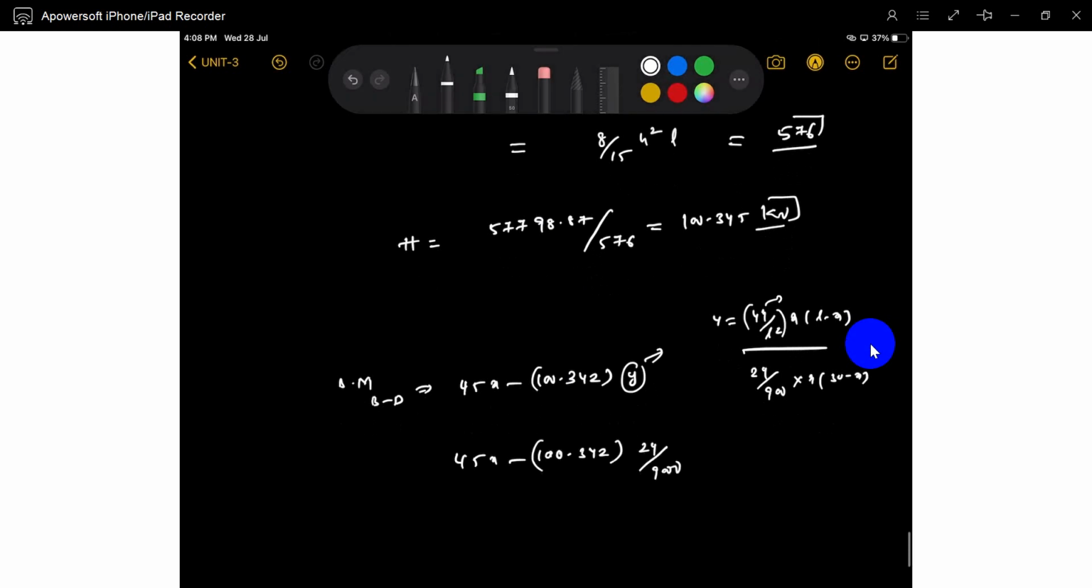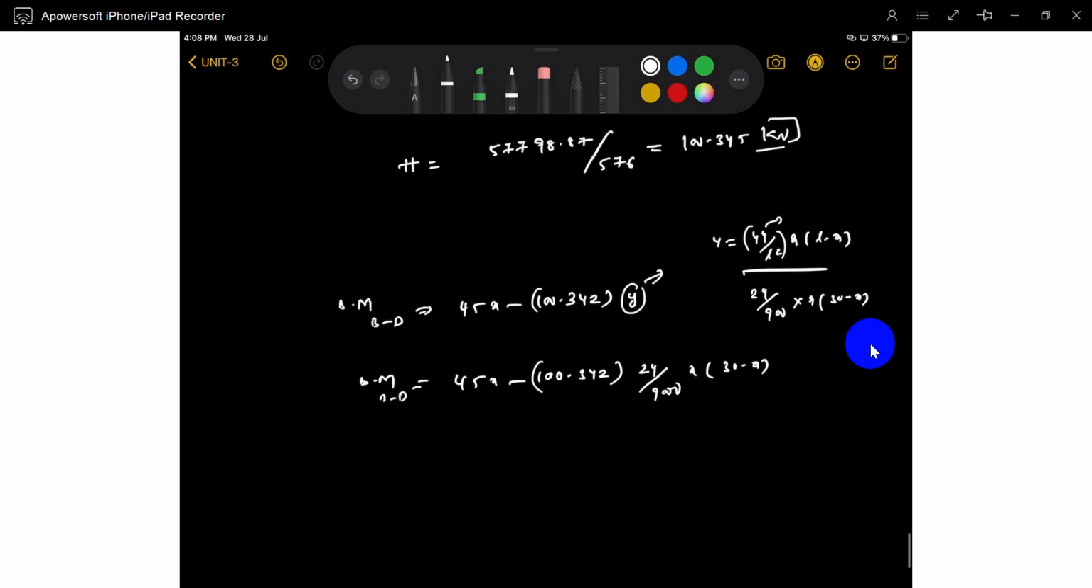24 by 900 X into 30 minus X. That is the bending moment equation in terms of X. But we don't know where it is maximum. So what do you have to do?